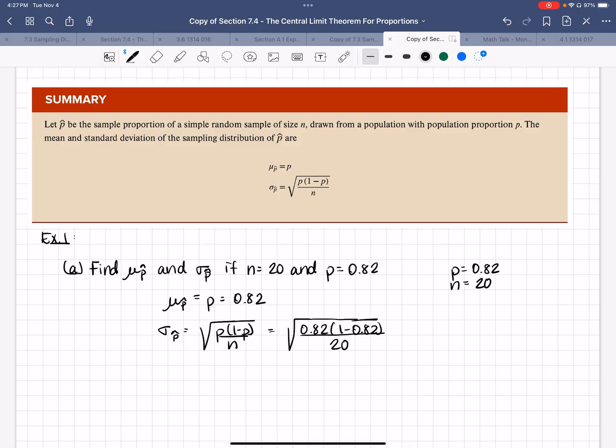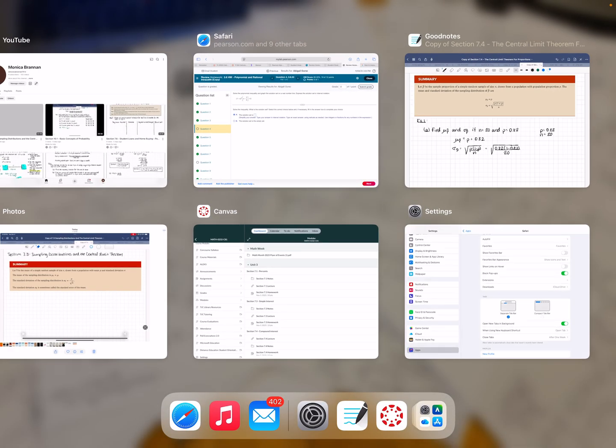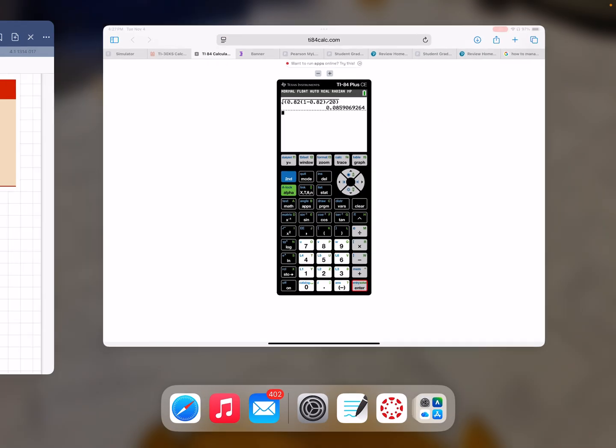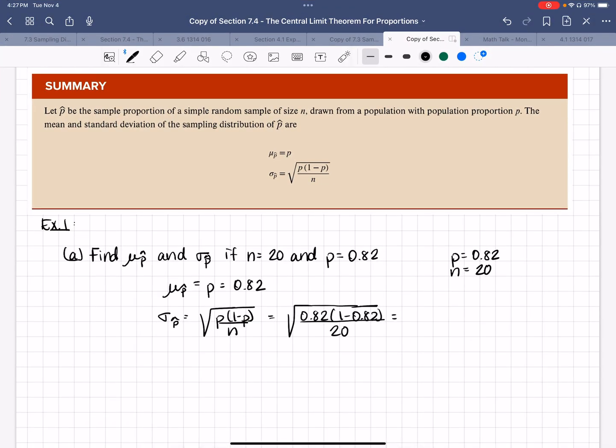We, of course, are going to need to put that in the calculator. So I'm going to have a square root of, I'm going to use parentheses, 0.82, parentheses 1 minus 0.82, close parentheses, divided by 20. And that does give me 0.08591 approximately. So I have 0.08591.